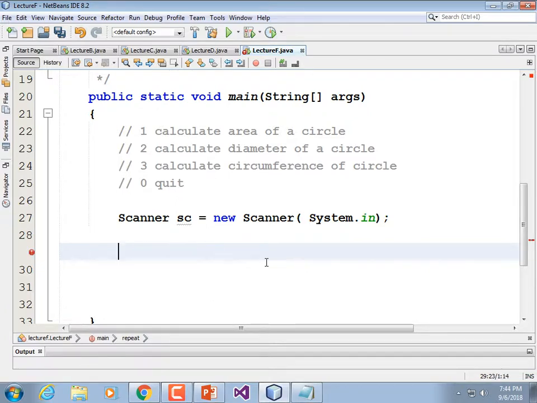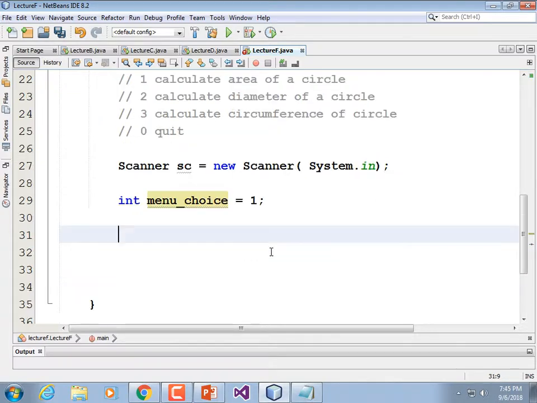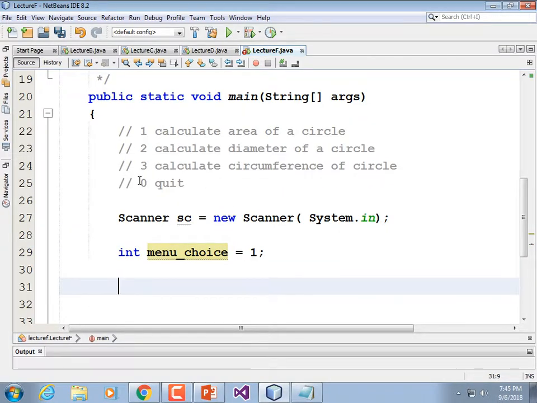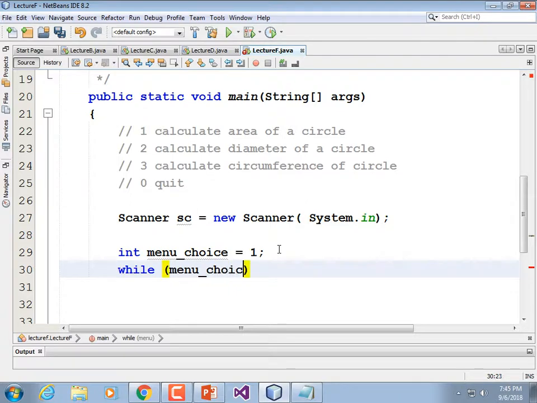No, I'm not. I'm going to make it menu choice. How about int menuChoice? And I'm going to set it equal to anything other than the sentinel value. The sentinel value is quit, so I better set it to anything other than that. So maybe I shouldn't have made it 0. Maybe I should have made this 4. I'm going to leave it alone. Okay, so while menuChoice is not equal to 0, in other words, keep running until they choose 0.